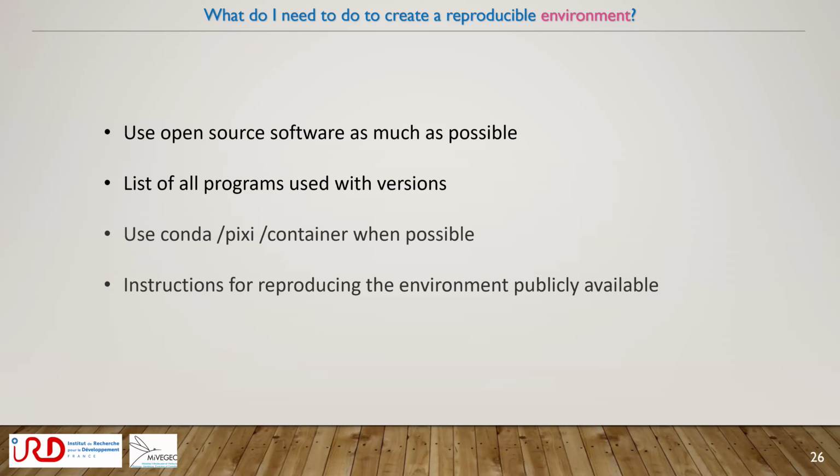So what do I need to do to have a reproducible environment? Use as much open source software as possible. When you use software, list all of them with a specific version. Use, as long as you can, Conda, or there is Pixi also, or containers that will help you with reproducibility. And always add in the analysis folder instructions for reproducing the environment: what you have used, which container, where you downloaded it, and what version. Always, the version is important to mention.